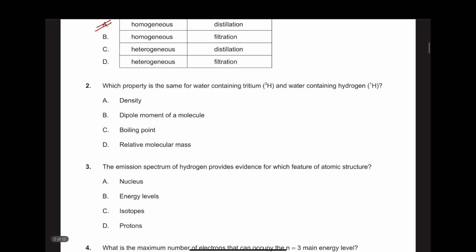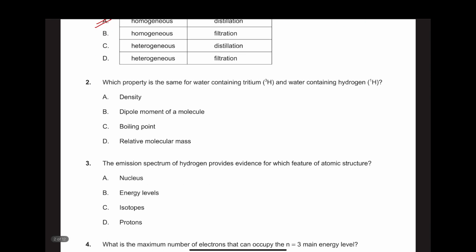Okay. Next, which property is the same for water containing tritium and water containing hydrogen? Tritium and hydrogen are isotopes, and the main difference is the mass. Tritium has a mass of 3 and hydrogen has a mass of 1. So any property related to the mass will change, but any property related to reactivity or electrons will remain unchanged. Density depends upon mass, so density will change. Dipole moment depends upon the charges, and tritium and hydrogen have the same number of protons and electrons, so the dipole moment will be the same.